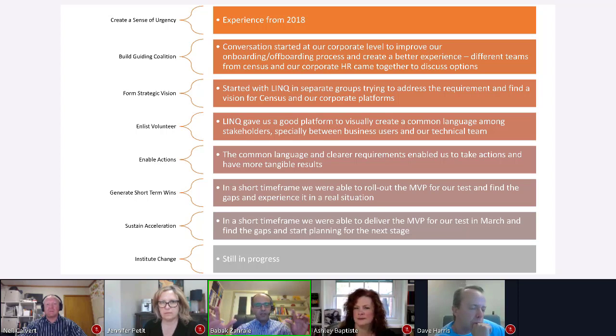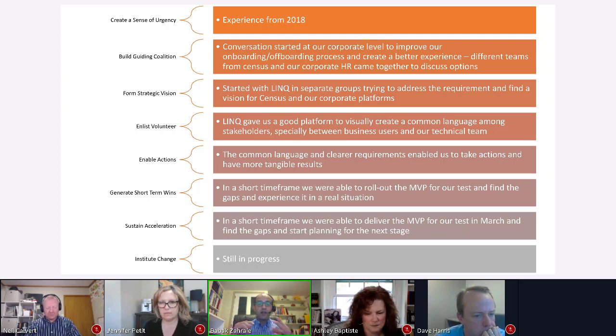It enabled us to communicate our objectives and define where we were going with the project with a broader audience group. The common language and clearer requirements enabled us to take some actions and create more tangible results. It removed the resistance from different groups that were involved in the project, particularly our DBS team, who were complaining about unclear requirements and things like that to initiate the project.